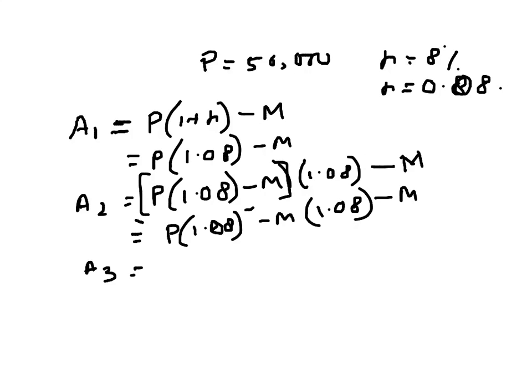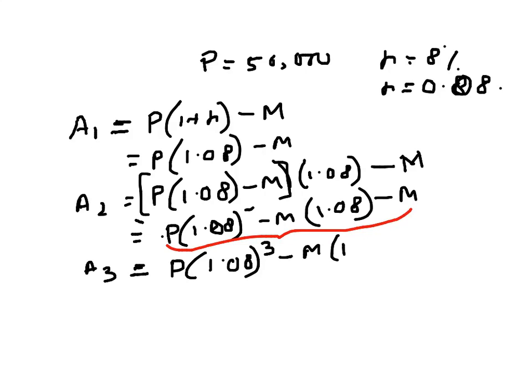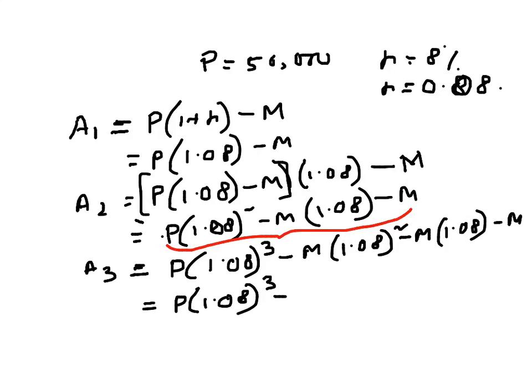Similarly year 3 will be on this whole thing. So if I multiply this whole thing with 1.08, because the interest will be on the whole of it, I will write it directly. This one multiplied by 1.08 will become a cube, this one will become a square, this one will become 1.08, and then he takes out the amount, so it becomes P(1.08)³ minus M(1 + 1.08 + 1.08²), like that.